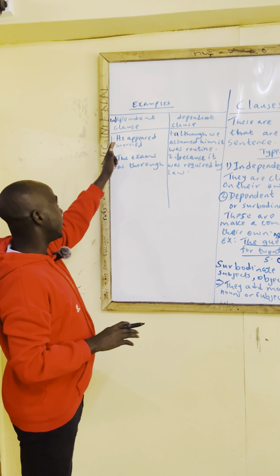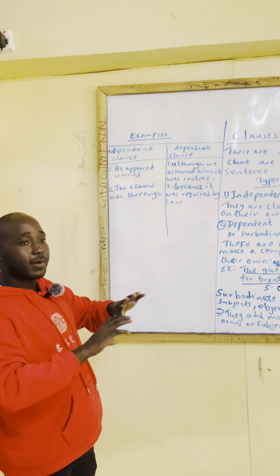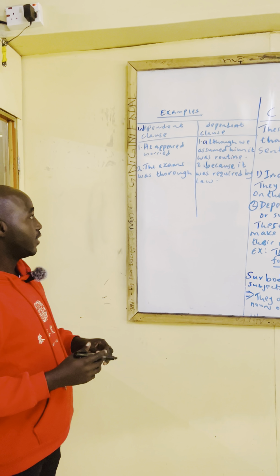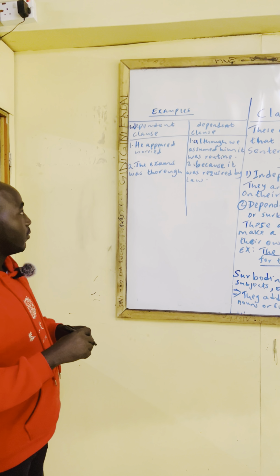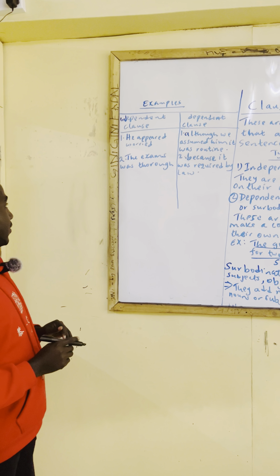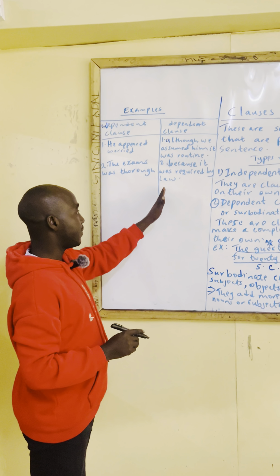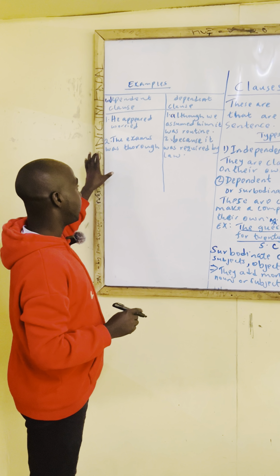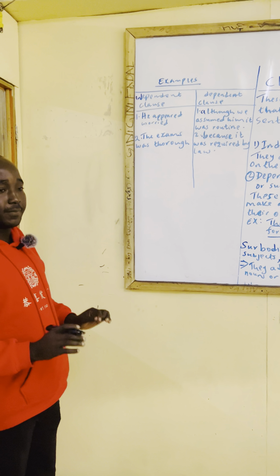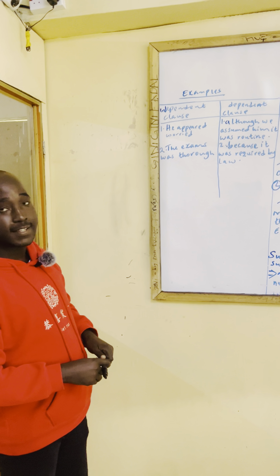So when you join the independent clause and the dependent clause, they form a complete sentence with a more meaningful or better meaning as compared to the half version. The exams was thorough because it was required by law. That is a full sentence conveying full meaning when you join the independent and dependent clause. After that juncture, we reach the end of our class.